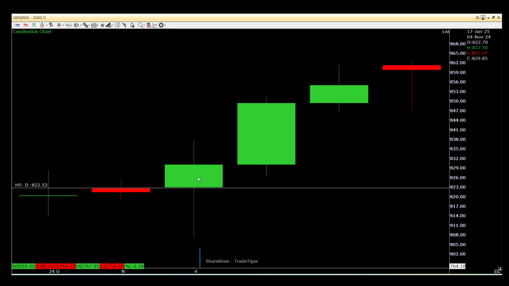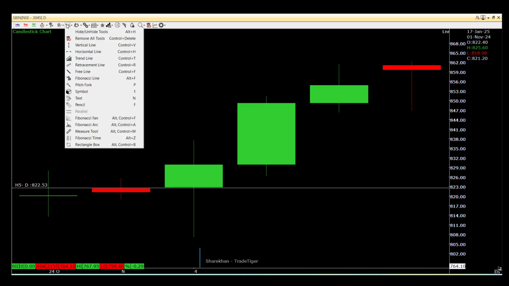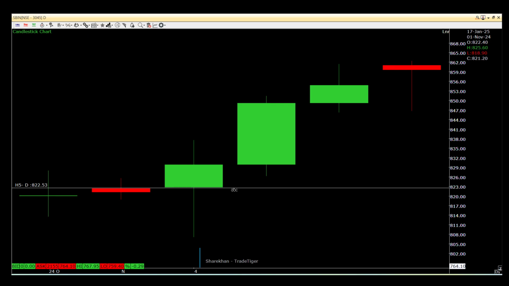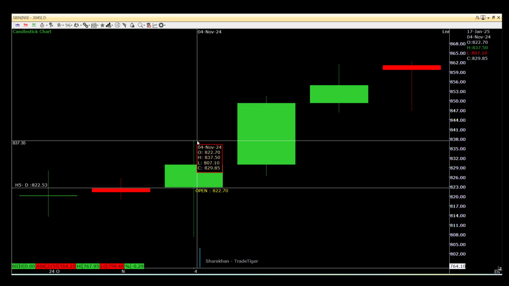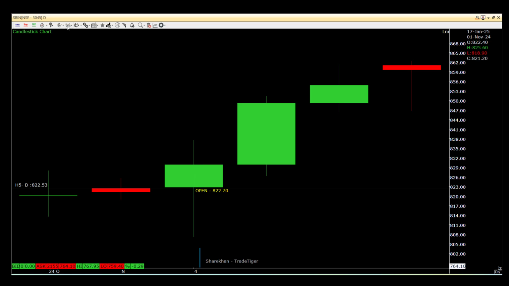As you can see in the right side upper corner, it is open. So here the market opened at 9:15. Okay, so we'll put a text over here and write open 822.70. Now, the market opened here, then in the day it made a high of 837.50, as you can see in the right side upper corner. So what is the high of the candle? This will be the high of the candle, right? So we will take another horizontal line and put it here.